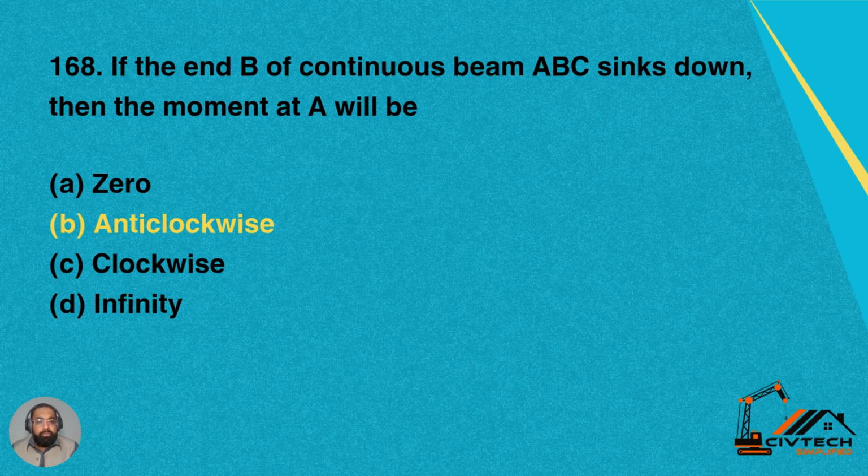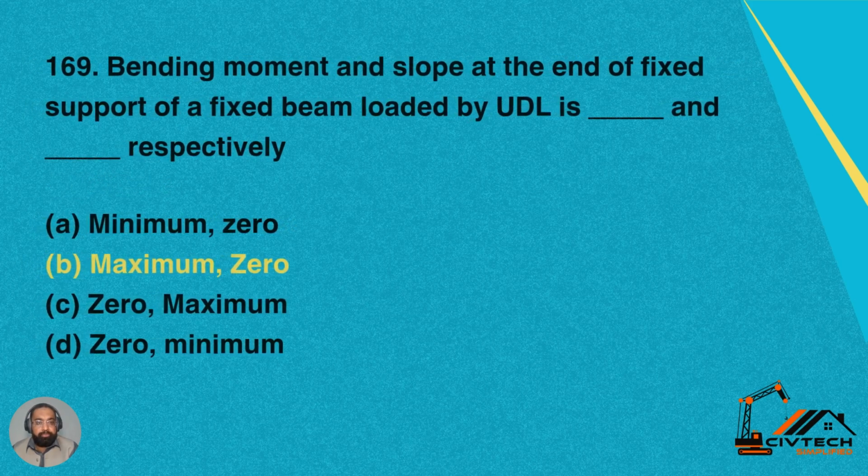Question 168. If the end B of a continuous beam ABC sinks down, then the moment at point A will be: option A, 0; option B, anti-clockwise; option C, clockwise; option D, infinity. So the moment at A will be anti-clockwise. B is the correct answer for this question.